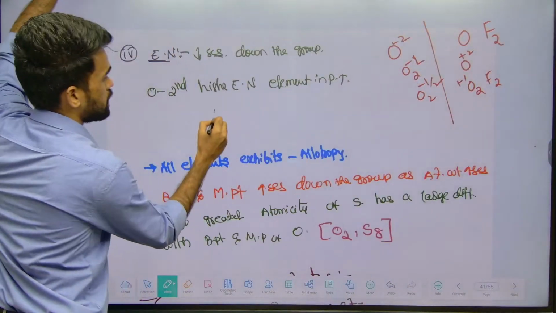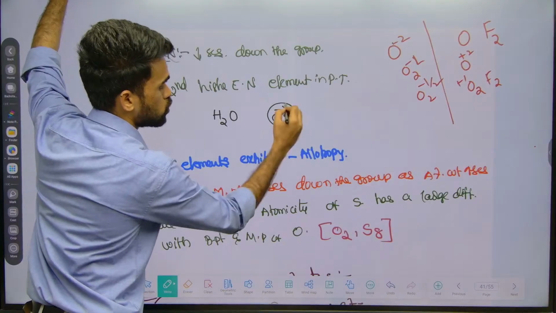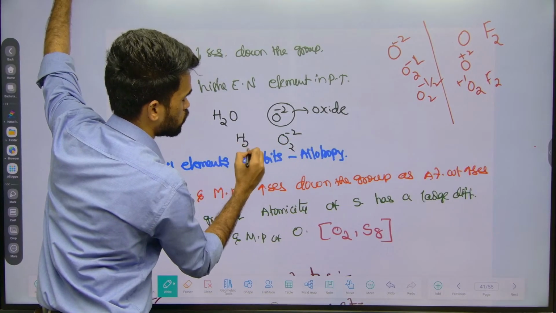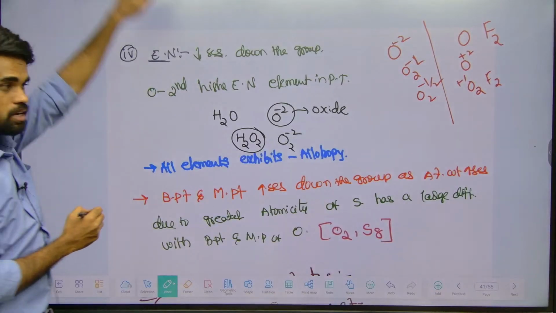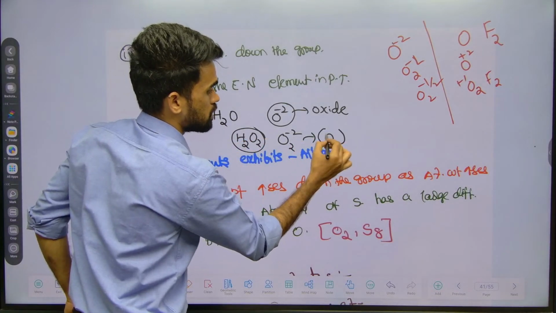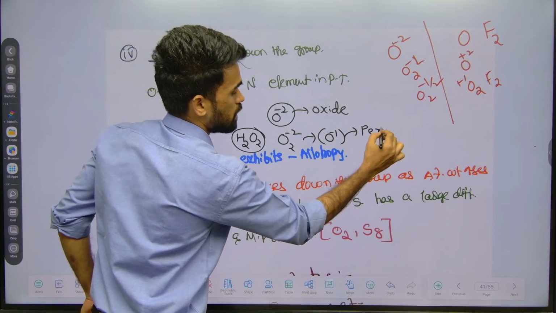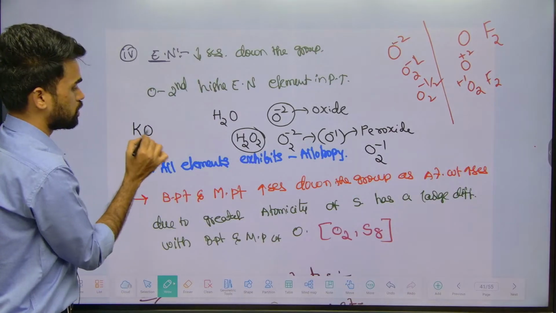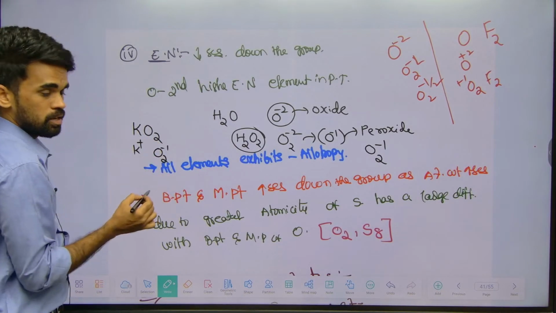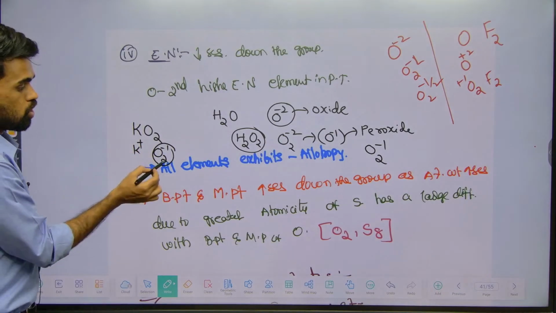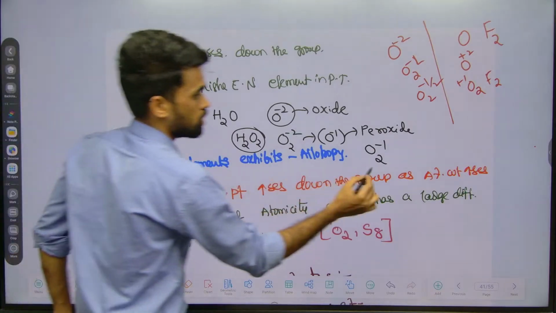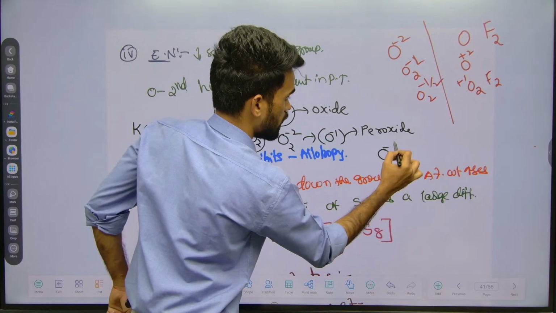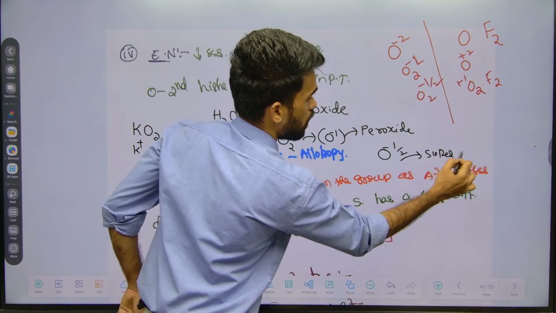If oxygen is in the -2 oxidation state, like O2-, you call it oxide. If it is H2O2, what is the name of this compound? Hydrogen peroxide. In peroxide form, what is the charge on each oxygen? -1. So this is peroxide. Superoxide means O2-, like KO2, so K+ and O2-. On one oxygen, what is the charge? Two oxygens -1, so one oxygen -1/2. Oxygen with -1/2 you should call superoxide.